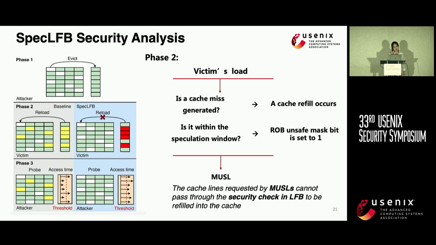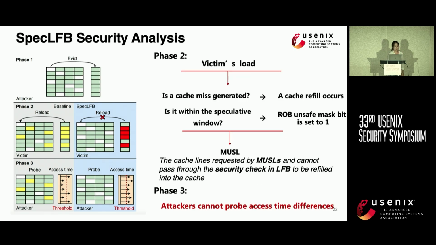So under SpecLFB, the victim's speculative load that causes a cache miss will be seen as a Muscle, and the cache lines requested by Muscles cannot pass through the security check mechanism in the line fill buffer to be refilled into the cache. Therefore, in phase 3, attackers cannot probe any access time differences.